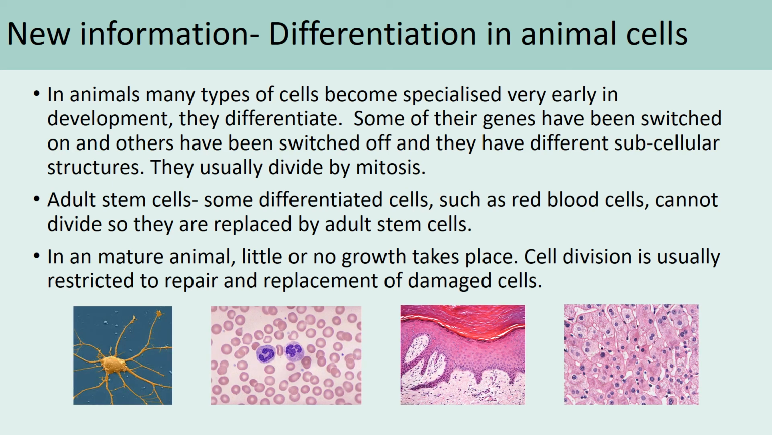There are some pictures underneath of some different types of cells taken by microscope. So we have a neuron on the left. We've got some blood cells. So the ones with the purpley bit inside are going to be the white blood cells. The others are all red blood cells. Got some different lining structures in the next two containing cells.